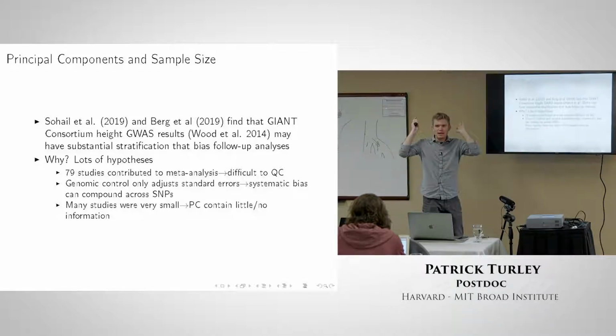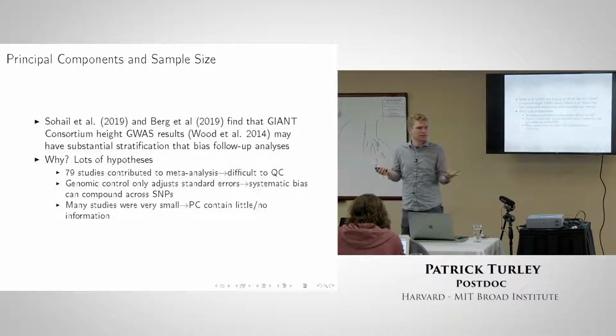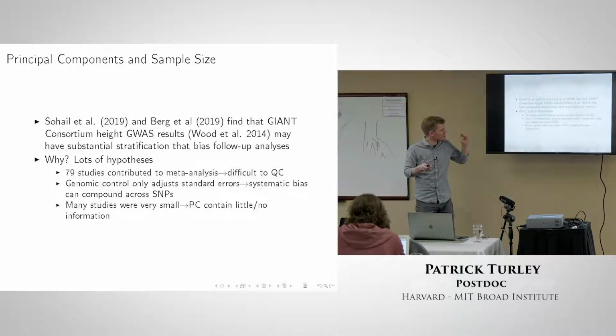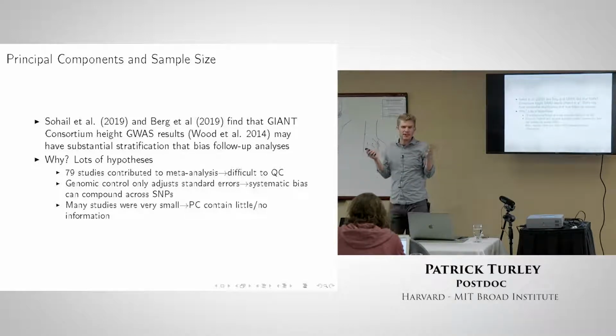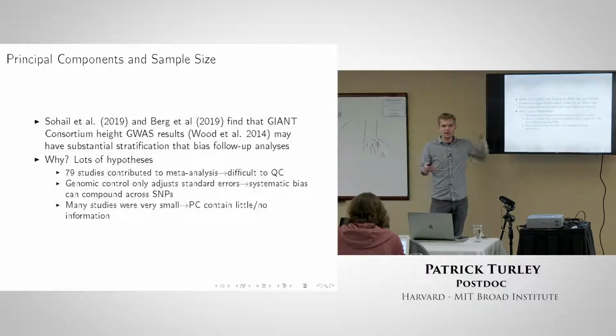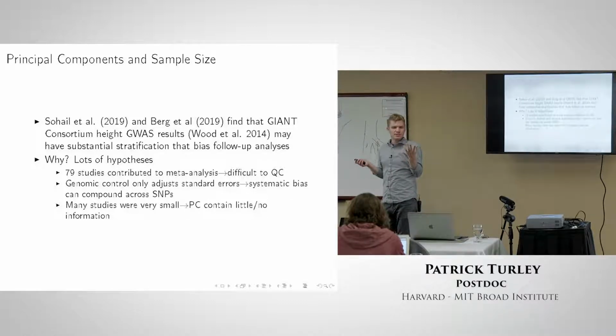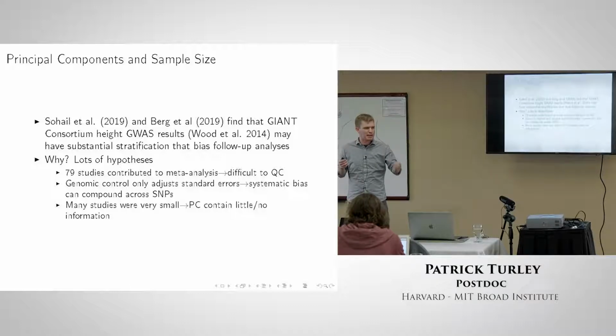And so this made a big splash, and people are thinking, well, why? They tried to do all of the state-of-the-art things when they did their analysis. So why is there so much stratification left in their data? Well, there's a number of reasons. So one of the first ones is this was a big endeavor. There were nearly 80 studies contributing to this meta-analysis, and I think as a result, QC is annoying and time-consuming and very hard.